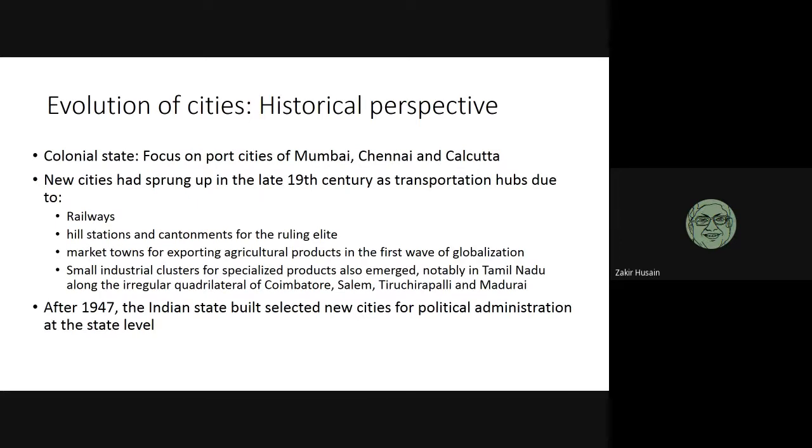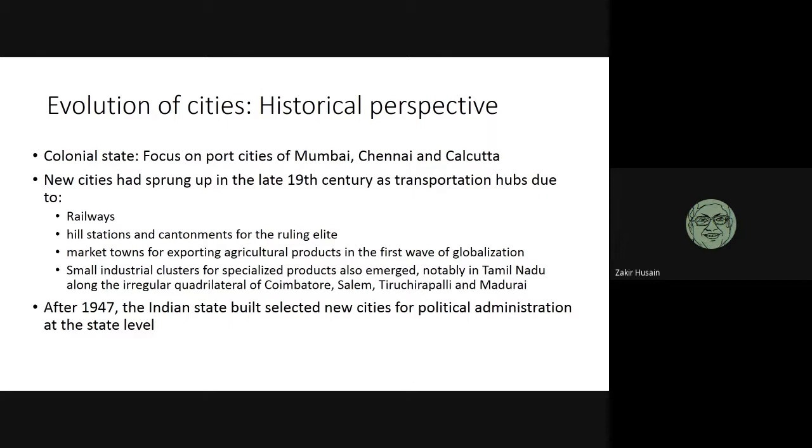Now, how did the cities evolve? During the British rule, when they first started ruling India after the Battle of Plassey, it was still a colonial state, of course, but it was basically under the British East India Company. So the focus was on international trade.